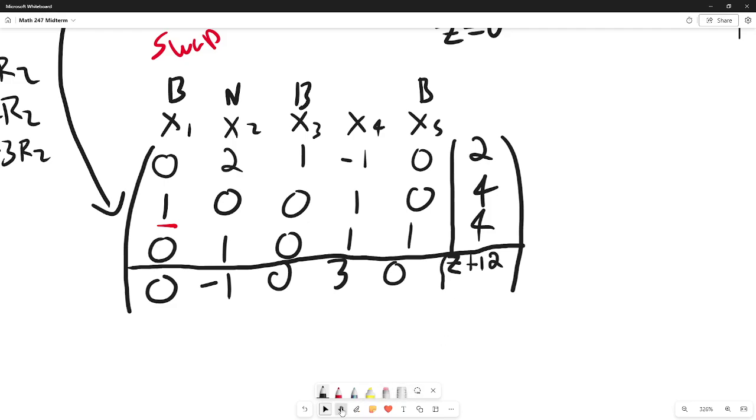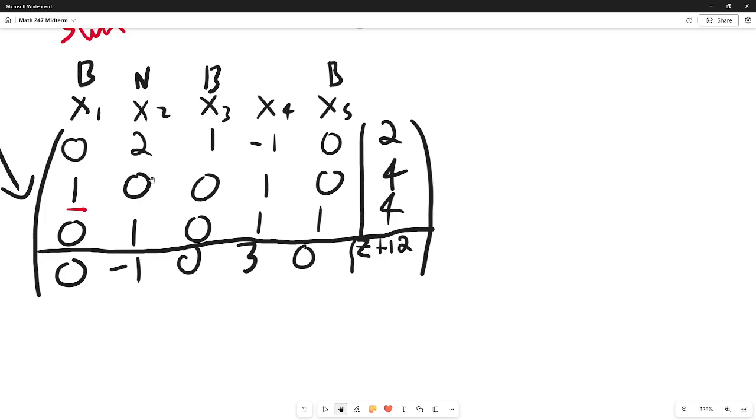Okay. So now that we're in this form, we have to ask, is this in feasible canonical form? Well, everything on the right side is greater than or equal to 0. We do have a 3 by 3 identity matrix, right? 0, 1, 0, 1, 0, 0, 0, 0, 1. And we have zeros under each of the columns of that identity matrix. So we are in feasible canonical form.